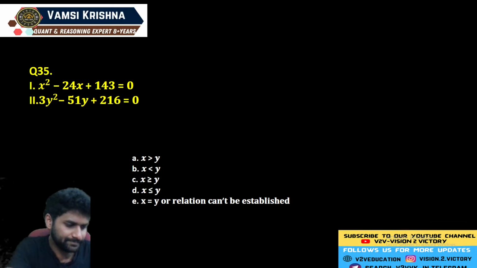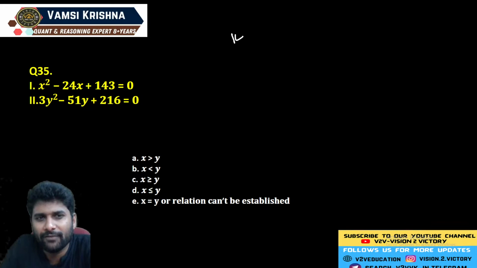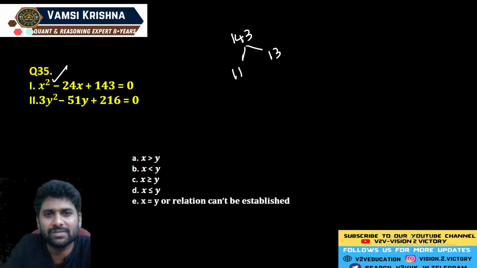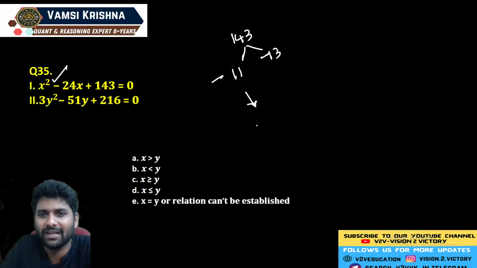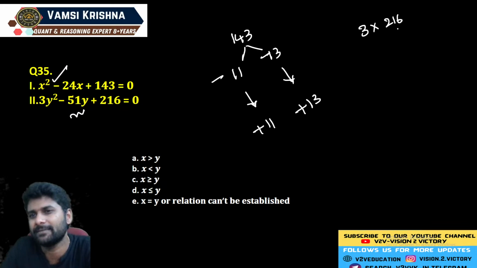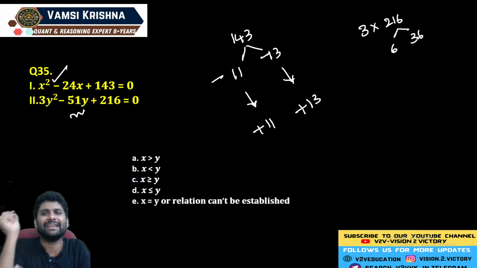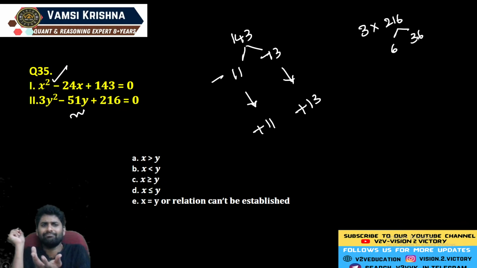Next. So 143. You already know that it's 11 and 13. We need negative symbol. Both are negative. So final factor should be plus 11 plus 13. Now we have a value 3 and 216. So we want 51. Go through that. See, it's a 6 and 36, right? So 6 threes are 18. 18 and 36. It should be more than 51.